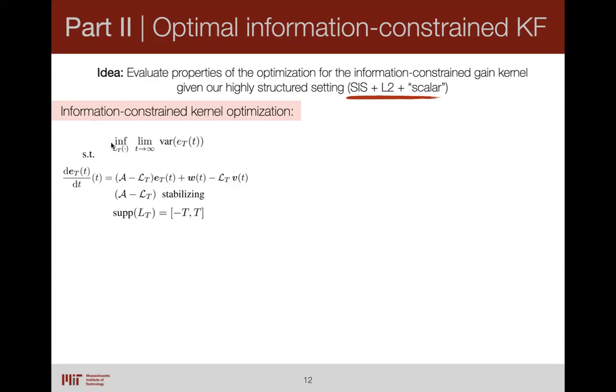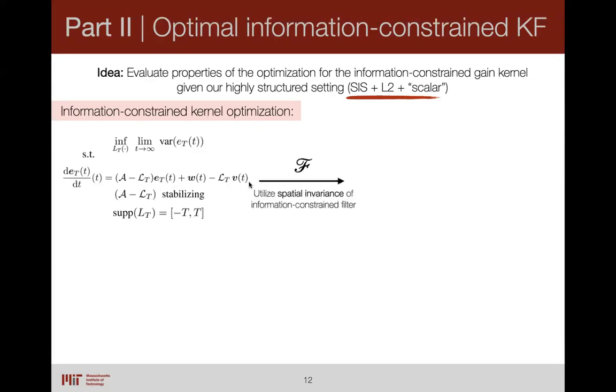So we are trying to find a kernel, L_T, that minimizes the variance of my estimation error asymptotically. Now I use this E sub T to indicate that this will be dependent on the value of this parameter T that I choose. The estimation error dynamics are just close to the Kalman filter dynamics, with the exception that now we will have a kernel that is compactly supported in this operator. We must have a closed loop that is exponentially stabilizing, so we will have that additional constraint. And we want the support of this L_T to be between minus T and T, okay?